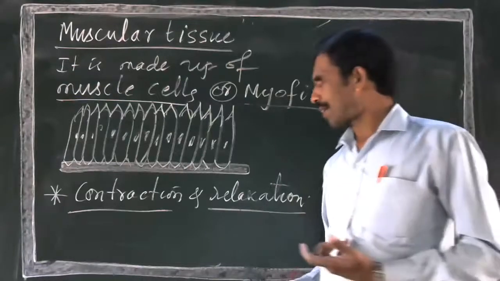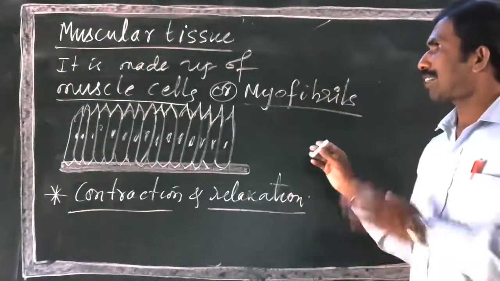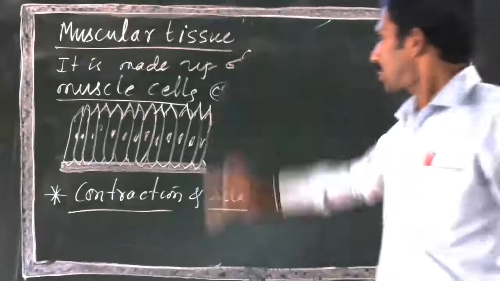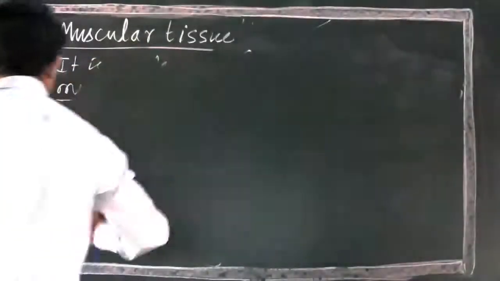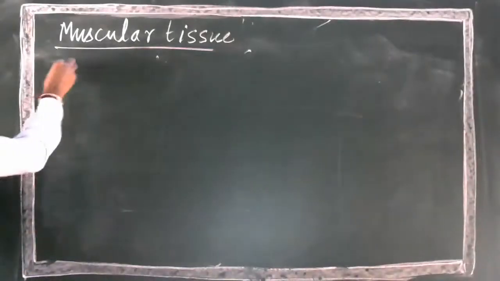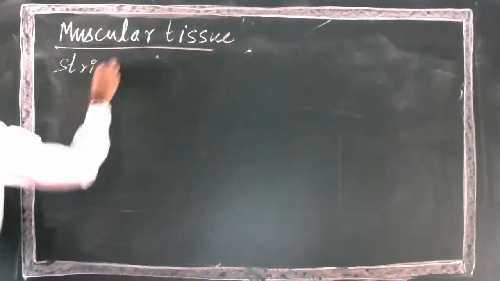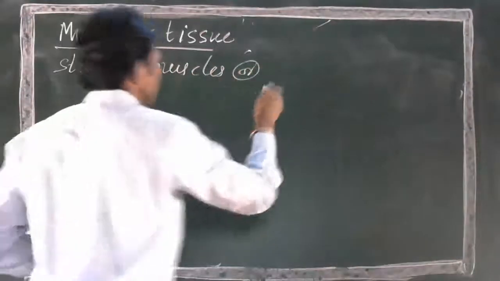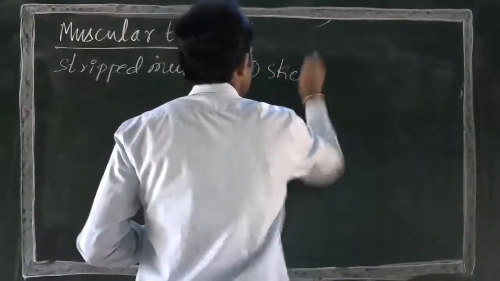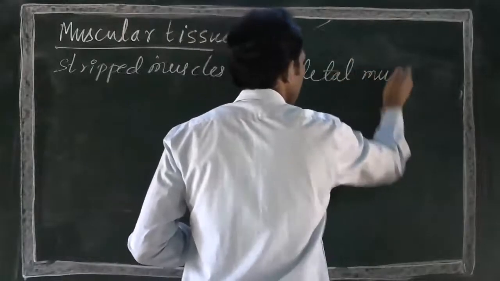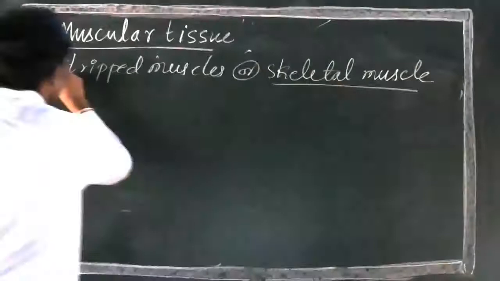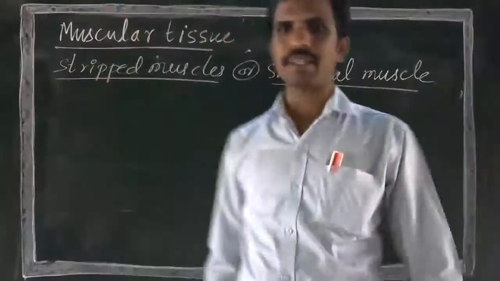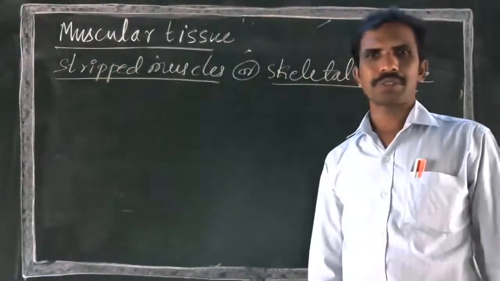I hope it is clear. So this is about muscular tissue. In muscular tissue there are 3 types. We'll move to the first type. The first type is striped muscle, or we call it skeletal muscle. Skeletal muscle, striped muscle, or striated muscle. There is one more name, striated muscles.